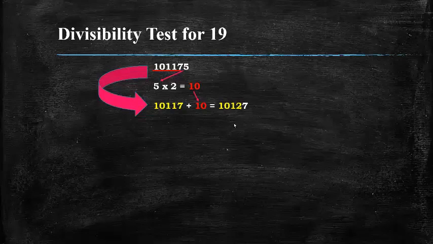Again in this particular step, I am going to take the unit digit and I am multiplying it by 2.